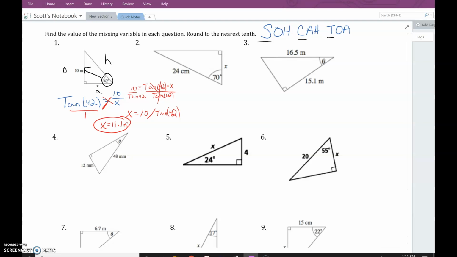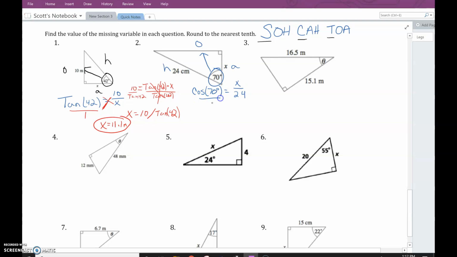Okay, the next one here. I'm going to circle opposite, adjacent, hypotenuse. Then I ask myself which one I would use. Since I have adjacent and hypotenuse, I look back up here and it's going to be the cosine. That's the combo that I use. So I write cosine of the angle, which is 70 degrees. The cosine ratio of 70 degrees is equal to adjacent over hypotenuse, A over H, so x over 24.